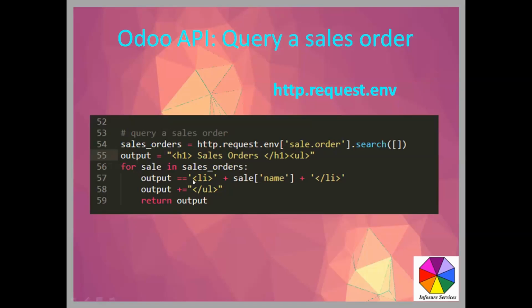For sales in sales order, we're creating a list. We'll come to HTML, but we'll just create an output of all the orders. It's a small code fragment to understand how we write code to fetch orders. These are H1, LI, UL. These are list tags to create an unordered list, and these are list items.